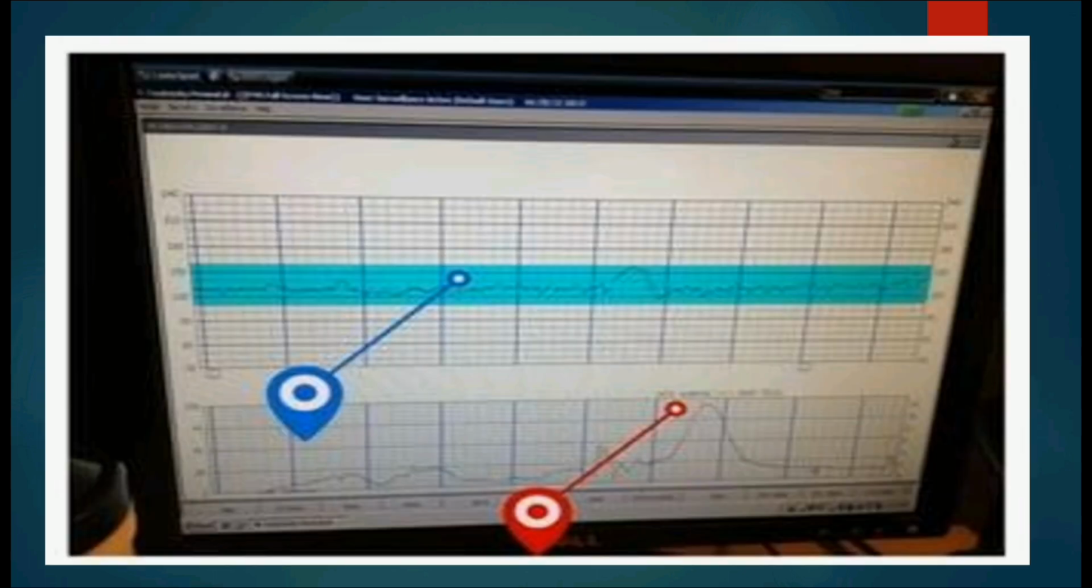So this is the graph of NST. The first graph is showing the FHR, fetal heart rate, in blue, and the red indicates a contraction, uterine contraction, which we have to count according to the graphical presentation.